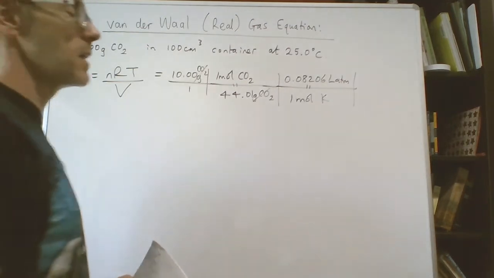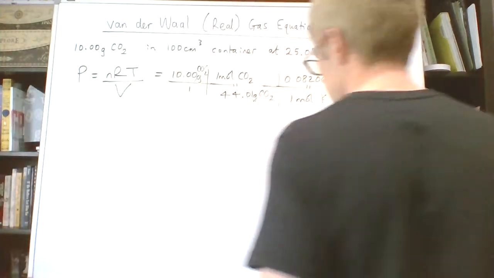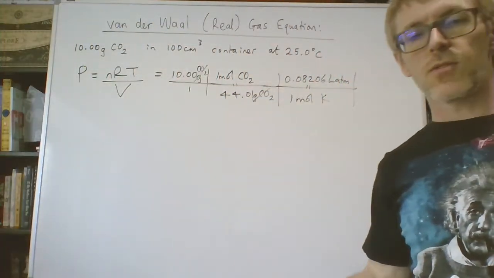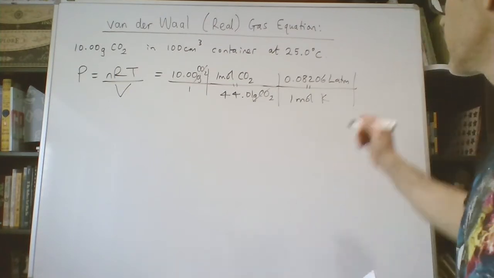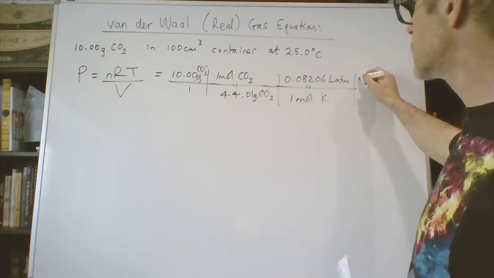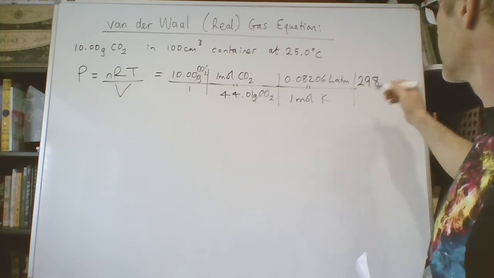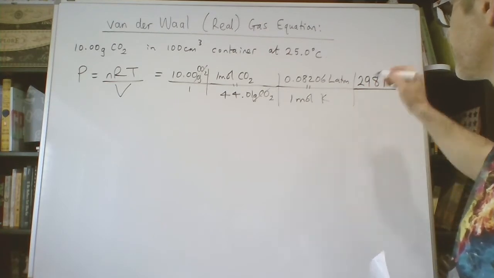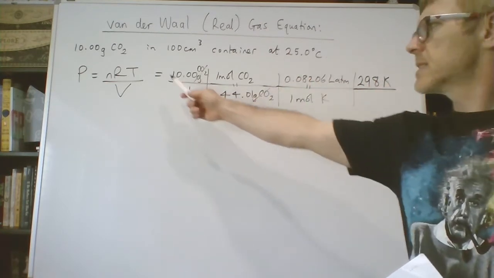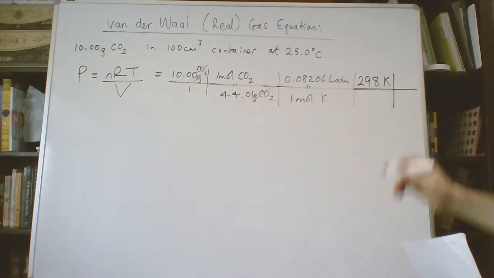Temperature has to be in Kelvin, so I add 273. Strictly speaking, I should add 273.15 because it's an exact number. I'm just going to add 273 to it, so 298 Kelvin. So that's T, and then I need volume down here.